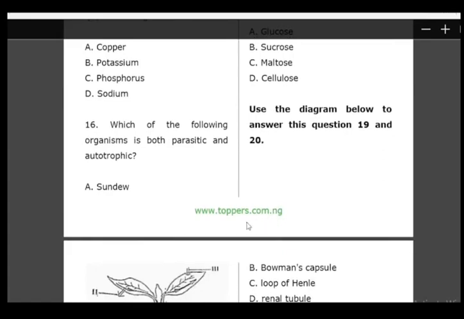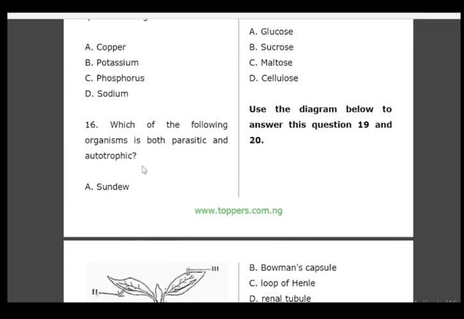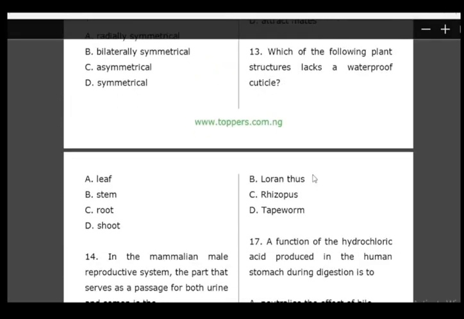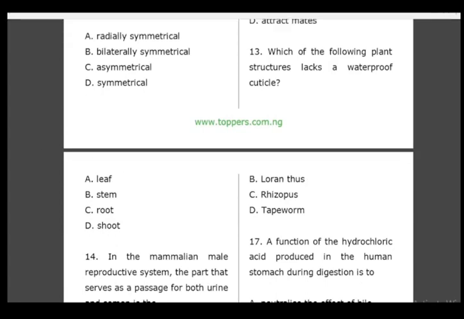But if we look at this sundew here, sundew is a plant, quite alright, so it should be autotrophic, but is it actually parasitic? It is not parasitic because it is a carnivore. It feeds on insects. The sundew is a carnivorous plant, so it is not parasitic in nature. The answer to that question is going to be the loranthus, because the loranthus is actually autotrophic and also parasitic in nature. So that is our answer to that particular question, option B.